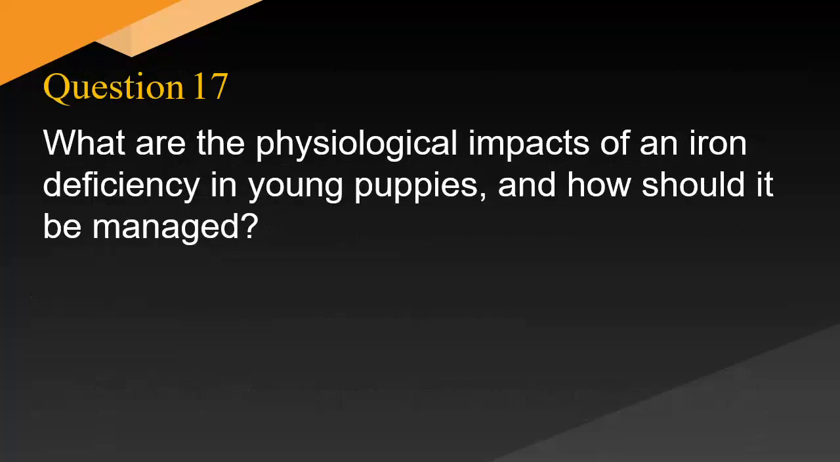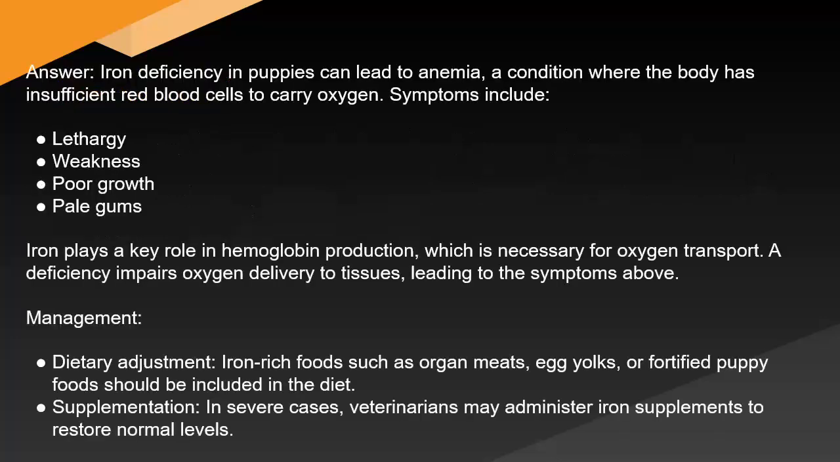What are the physiological impacts of an iron deficiency in young puppies, and how should it be managed? Answer: Iron deficiency in puppies can lead to anemia, a condition where the body has insufficient red blood cells to carry oxygen. Symptoms include lethargy, weakness, poor growth, pale gums. Iron plays a key role in hemoglobin production, which is necessary for oxygen transport. A deficiency impairs oxygen delivery to tissues, leading to the symptoms above.